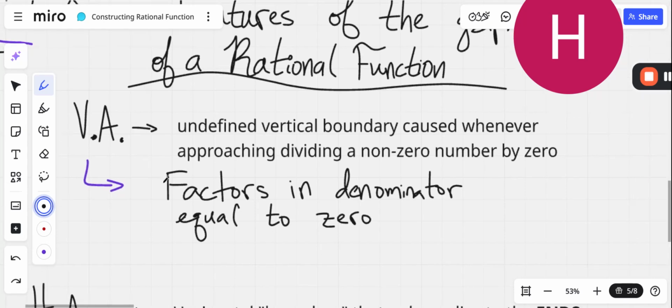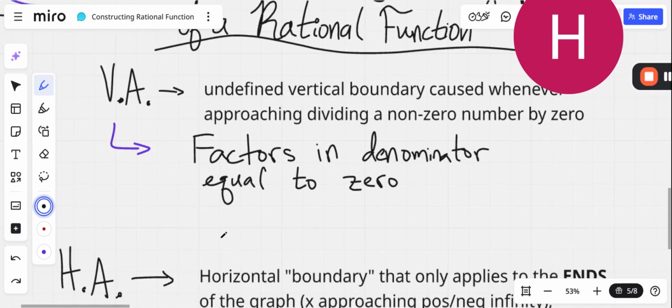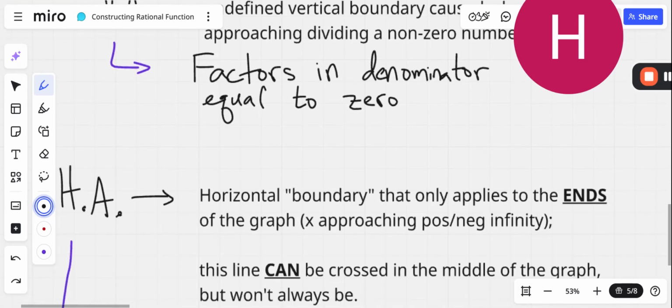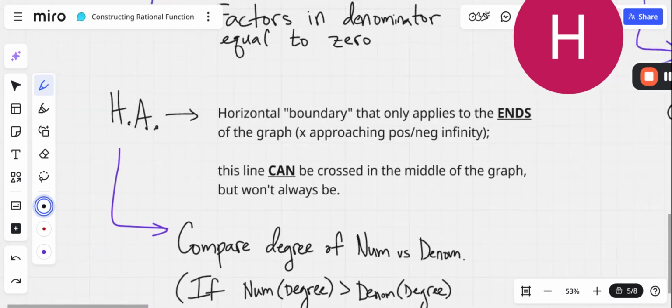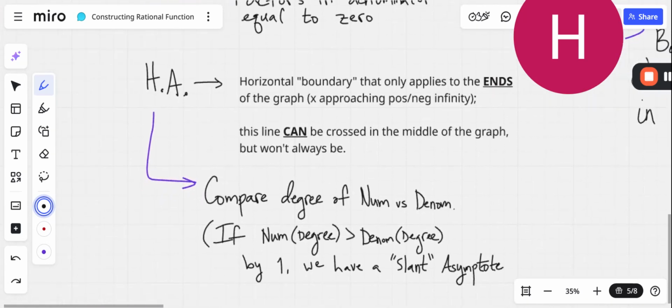What you're looking out for is factors in the denominator that are equal to 0. There's a bit of a caveat to that, but I'll get to that in a moment. So just focus on when factors in the denominator could possibly equal 0, and that could possibly give you a vertical asymptote. Okay. Now let's talk about the counterpart, the horizontal asymptote.